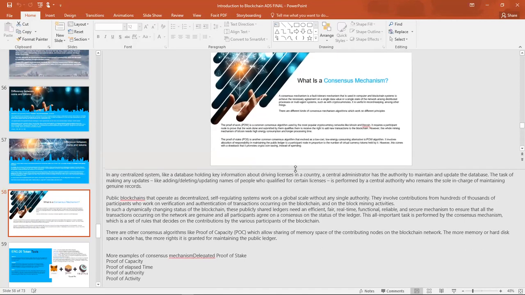So in any centralized system like a database holding key information about driving licenses in a country, a central administration has the authority to maintain and update the database. So this is a comparison between consensus mechanisms used in blockchain and the one used in centralized systems. The task of making any updates, like adding, deleting, or updating names of people who qualified for certain licenses, is performed by a central authority who remains solely in charge of maintaining the genuine records.